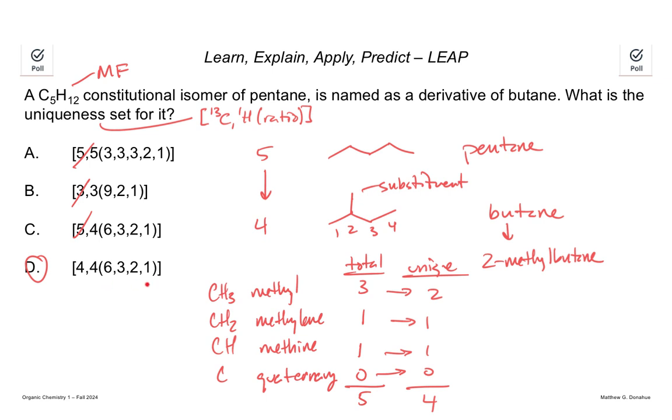So on the exams, I just typically list these in descending order. So they're not necessarily attached to any specific carbon numbering of the backbone. So 4, 4, 6, 3, 2, and 1. Again, since this number is 4, we need to report 4 numbers there. And these numbers must be the total number of hydrogen in the molecular formula.